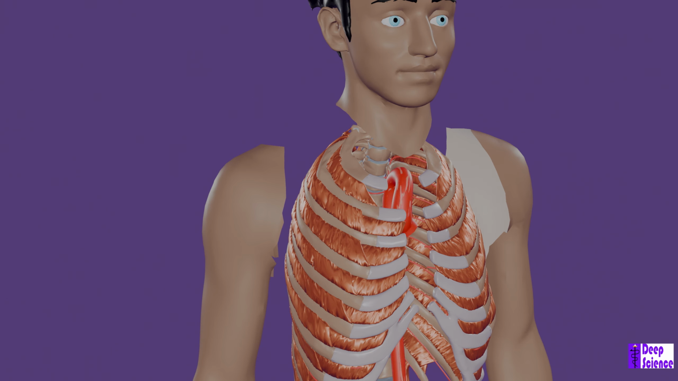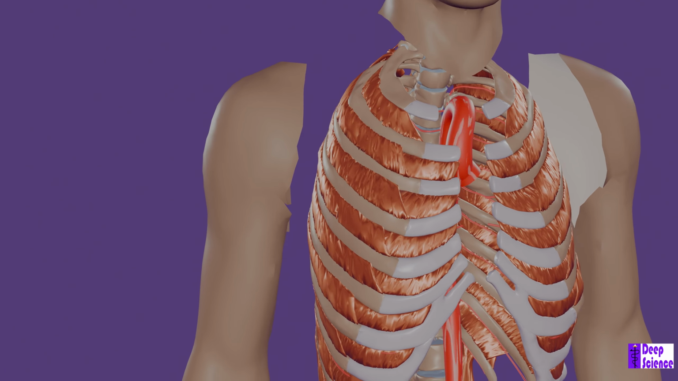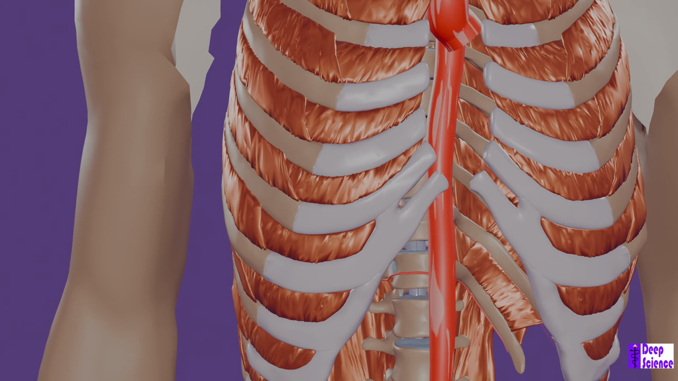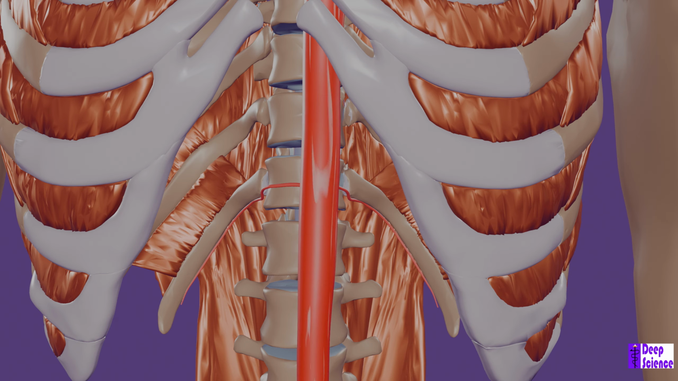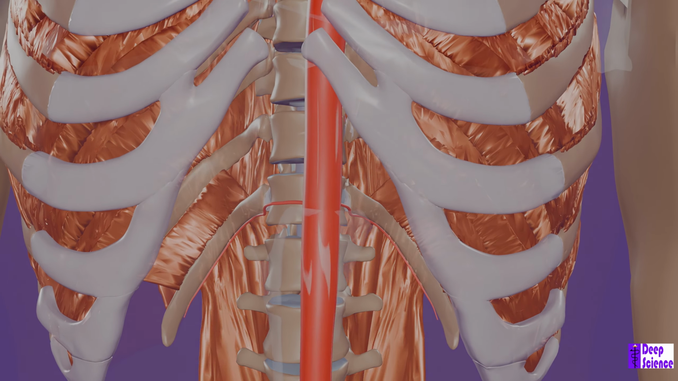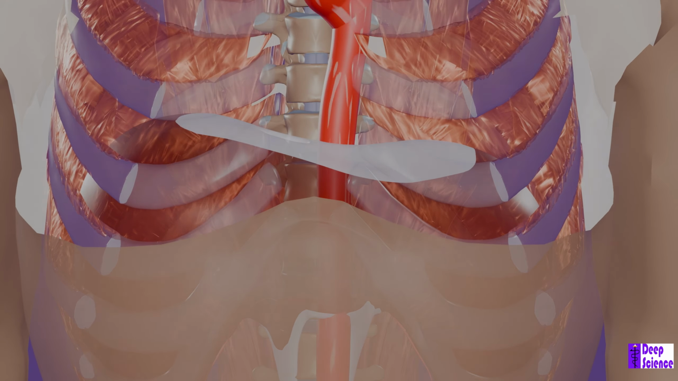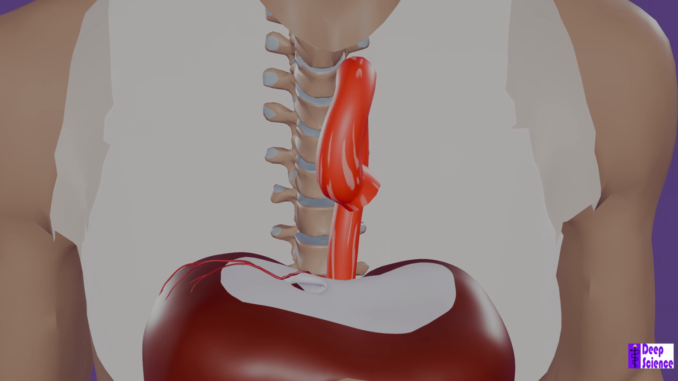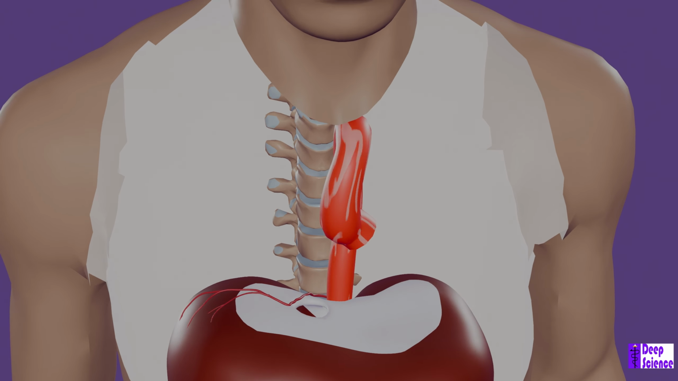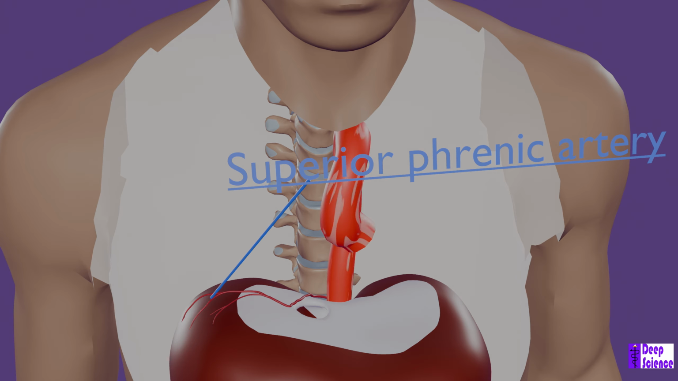by subcostal arteries. Subcostal arteries are the last branches of the thoracic aorta, and they supply the 12th rib and intercostal space, plus some muscles around there. Another branch is the superior phrenic artery for the upper surface of the diaphragm.